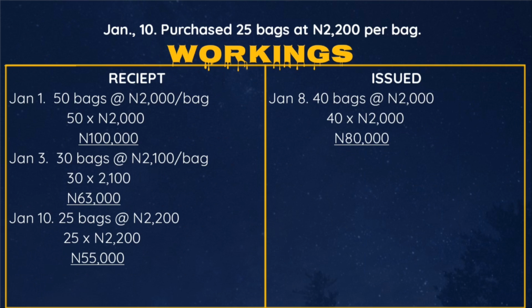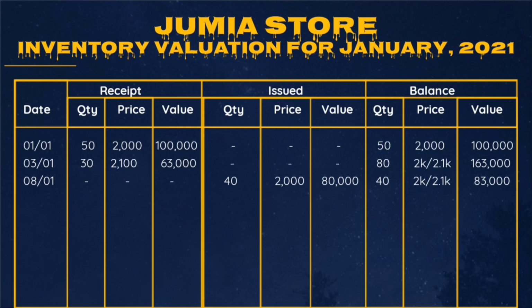Let's move on to our inventory account. So in our inventory account, the first thing is the date, which is January 10, that is 10/1. So what is the quantity? 25, the price 2,200, and the value is 55,000. Under the issue, we are not issuing, which means we are going to put dash, dash, dash as usual. Under the quantity balance, the bags of cement left in the store is 40. Now we are receiving 25 bags of cement.